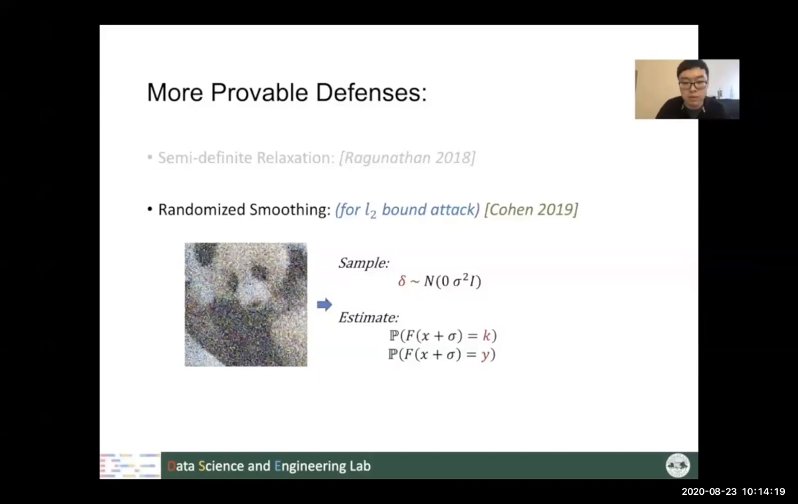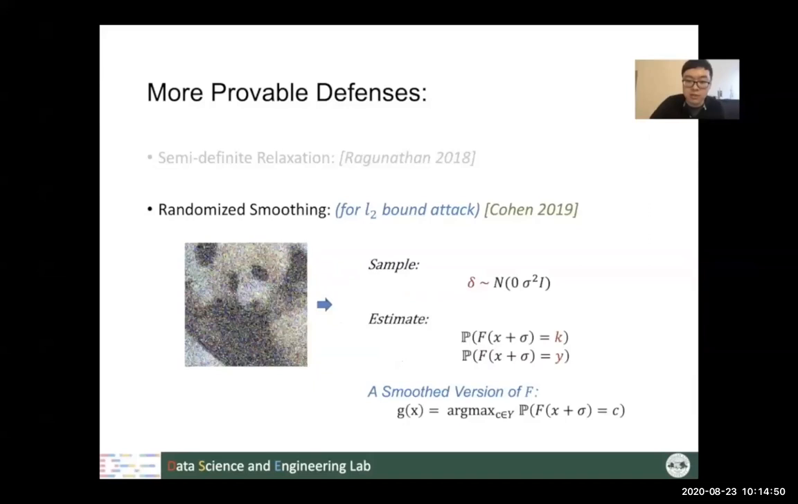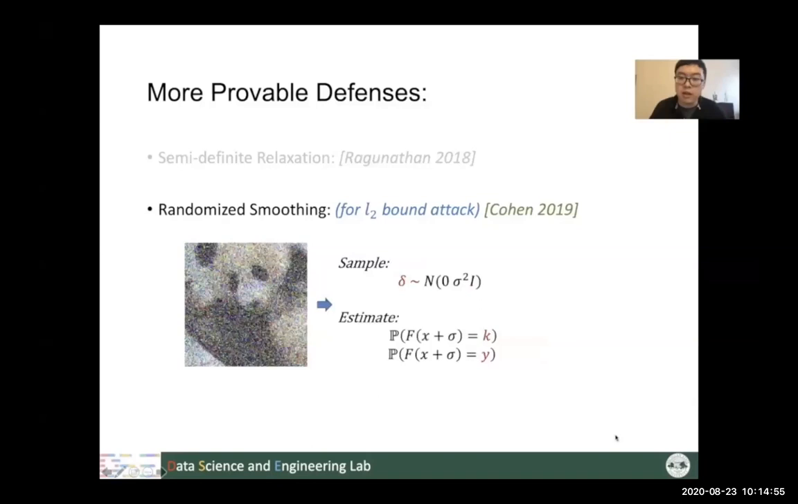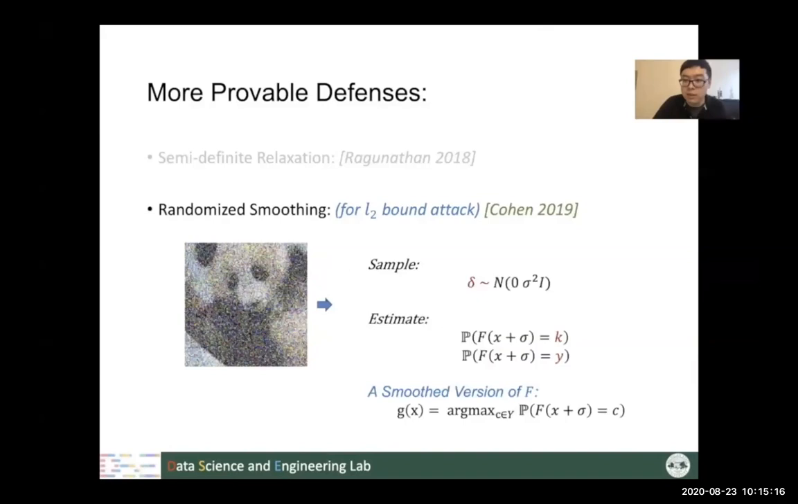The idea is that in order to do the certification, it first samples many random noises from a Gaussian distribution and adds them to your image. In this process, you can count the number of your prediction results for each class. For example, we sample 10,000 samples from this Gaussian distribution, and among them, the model predicts the perturbed image as the first class 2,000 times. This estimated probability should be 0.2. And we can just choose the class which the model gives the most prediction outcomes.